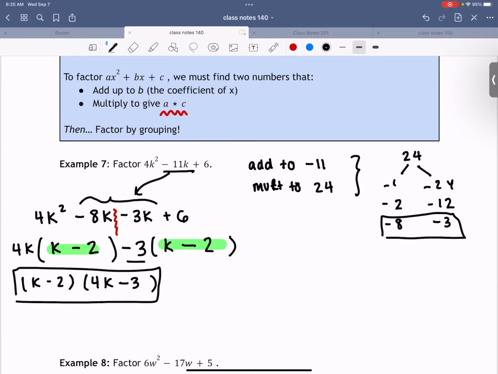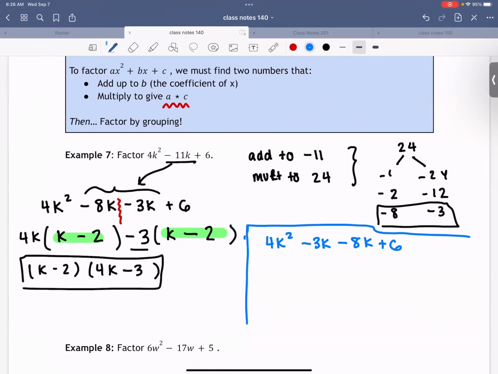Before we go on to the next one, I have a little question, okay? I split it as -8k minus 3k. Did the order matter here? Okay, so what I want to do is, you don't have to write this down, but I'm going to do the same example where I subtract the 3k off first and then the 8k, and let's just see what happens, okay? So let's do 4k squared minus 3k minus 8k plus 6. So I'm just splitting it up in a different order, okay? I just want to kind of make you see what happens here, okay?